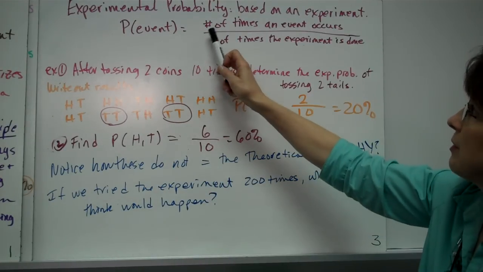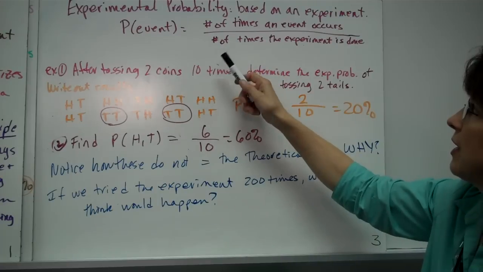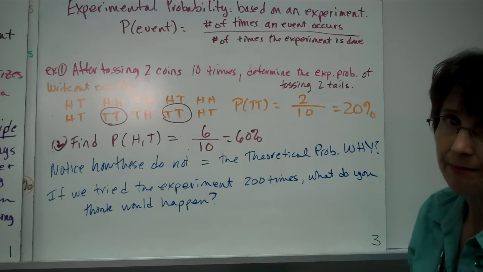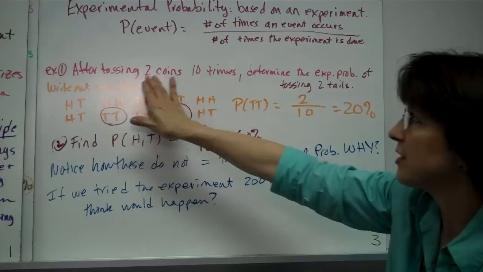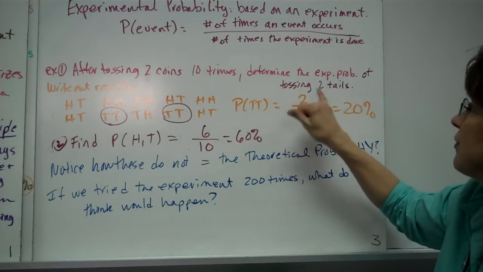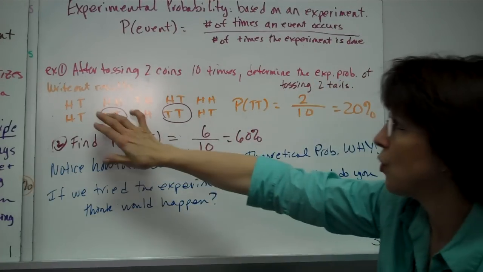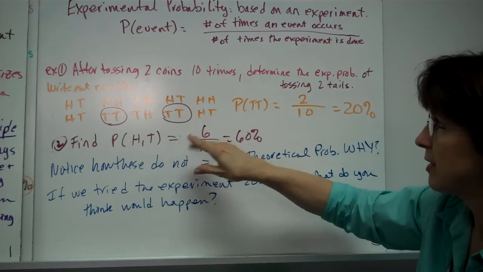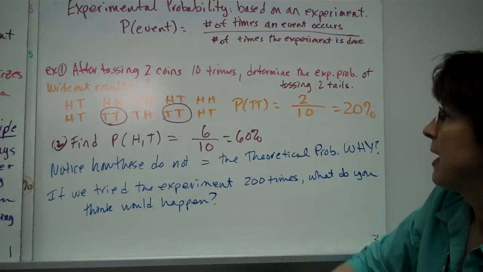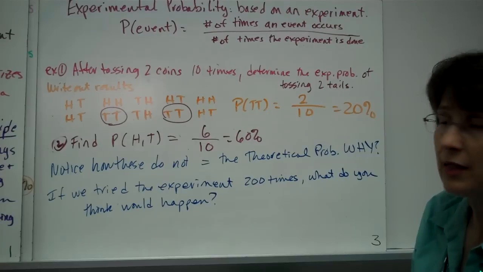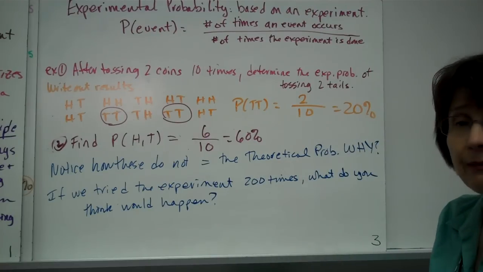So it's the number of times the desired event occurs over the number of times the experiment is done. Suppose after tossing 2 coins 10 times, I want to determine the experimental probability of tossing 2 tails. I recorded what happened when I tossed 2 coins 10 times, and out of the 10, I had 2 that landed tails. So it was 20%.